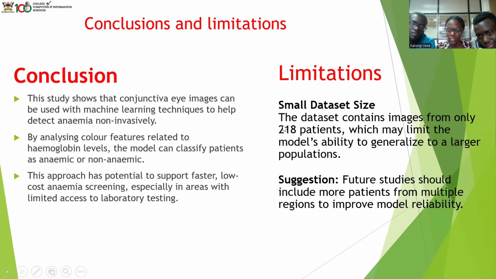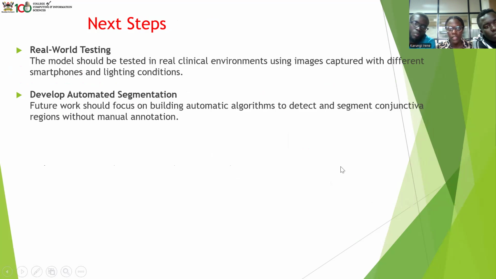The data set contains images from only 218 patients, which may limit the model's ability to generalize to a larger population. The suggestion is that future studies should include more patients from multiple regions to improve model reliability. Then for the next steps, for real-world testing, the model should be tested in real clinical environments using images captured with different smartphones and lighting conditions. Then to develop automated segmentation, future work should focus on building automatic algorithms to detect and segment conjunctiva regions without manual annotation.